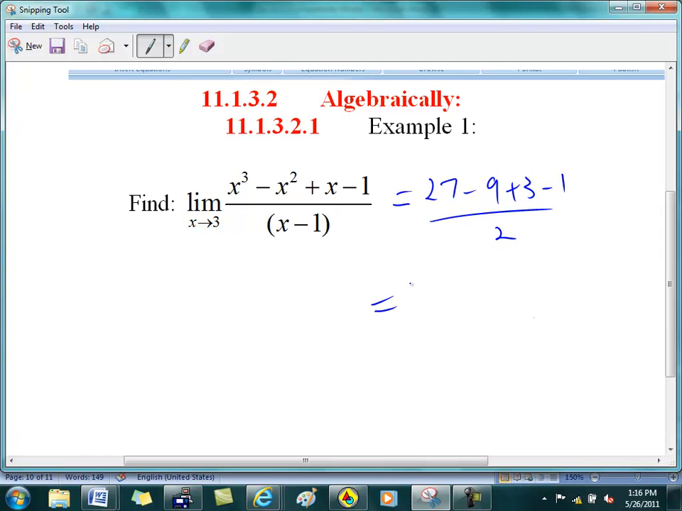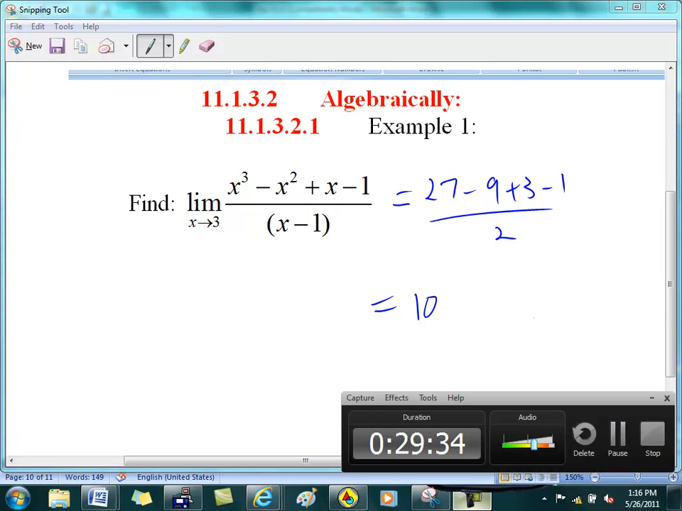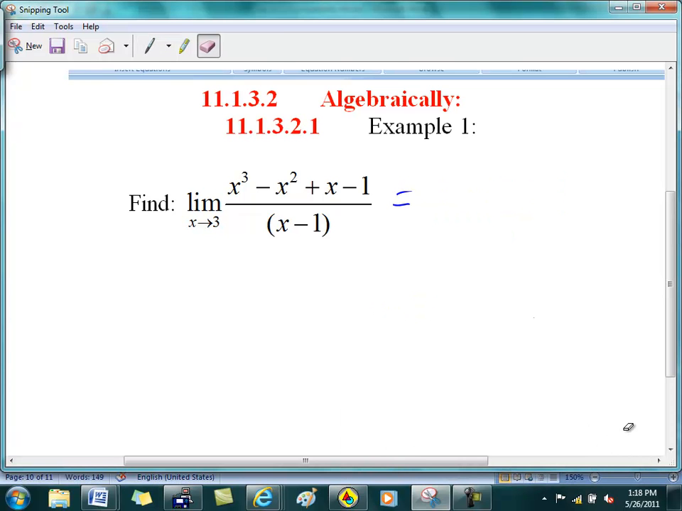Can someone tell me what that is? $10. Use your graphing calculator to see that that is indeed the case. Okay, do it.